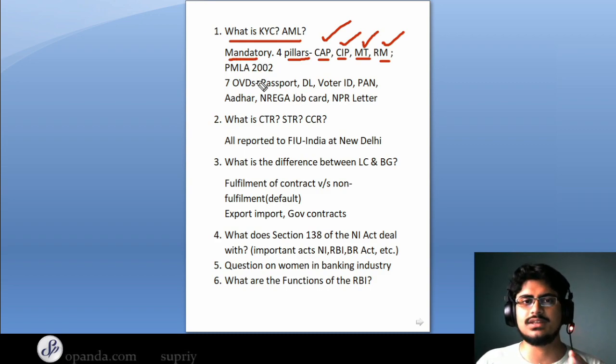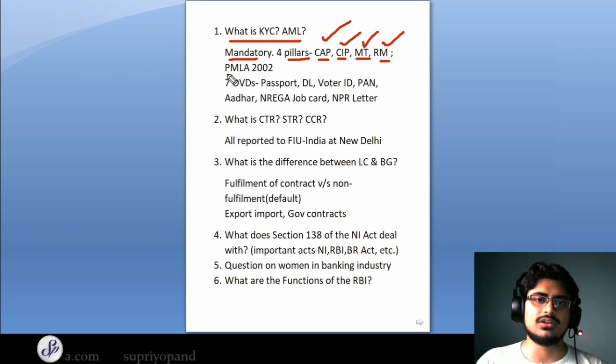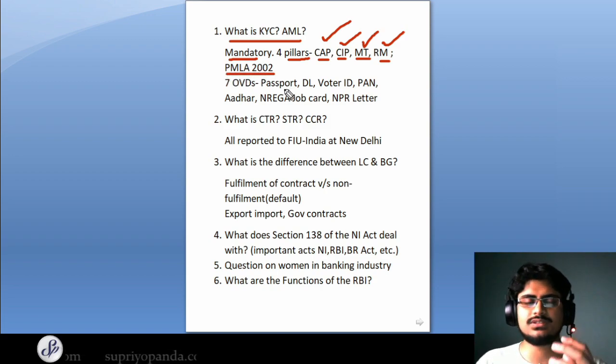There is another thing in this subject, which is anti-money laundering, and anti-money laundering is defined in the Prevention of Money Laundering Act 2002. This is the central act as per which all the anti-money laundering activities are done.